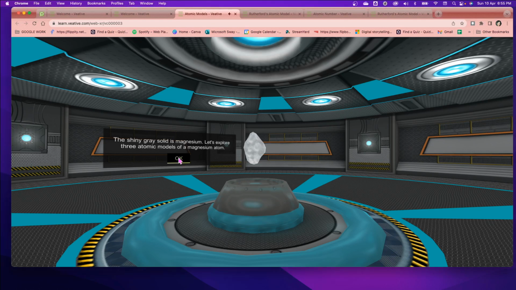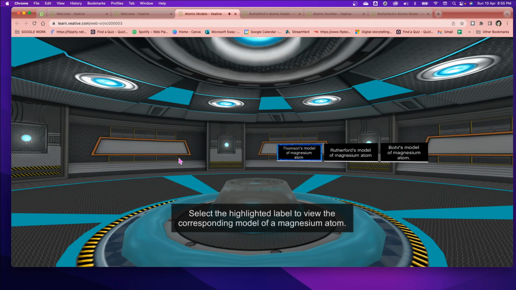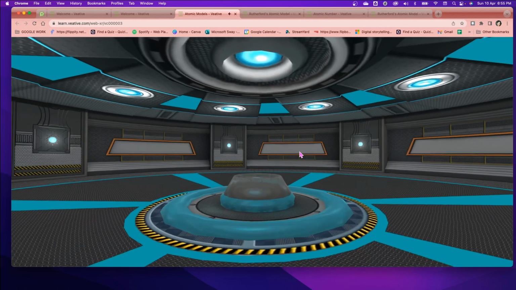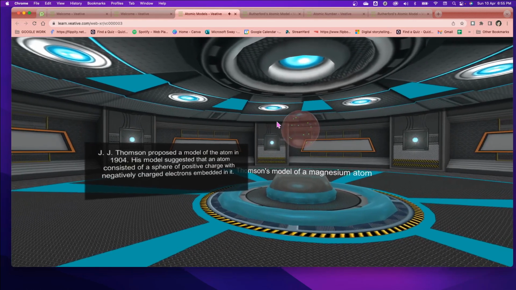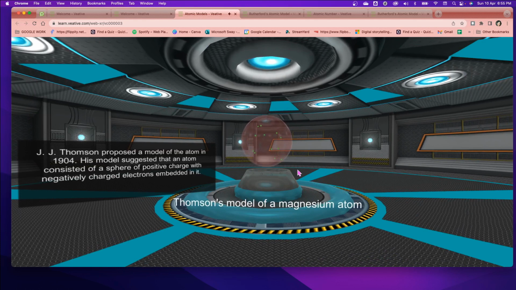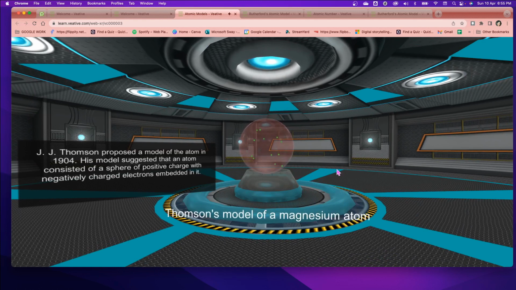Models of a magnesium atom. Select the highlighted label to view the corresponding model of a magnesium atom. J.J. Thomson proposed a model of the atom in 1904. His model suggested that an atom consists of a sphere of positive charge with negatively charged electrons embedded inside it.